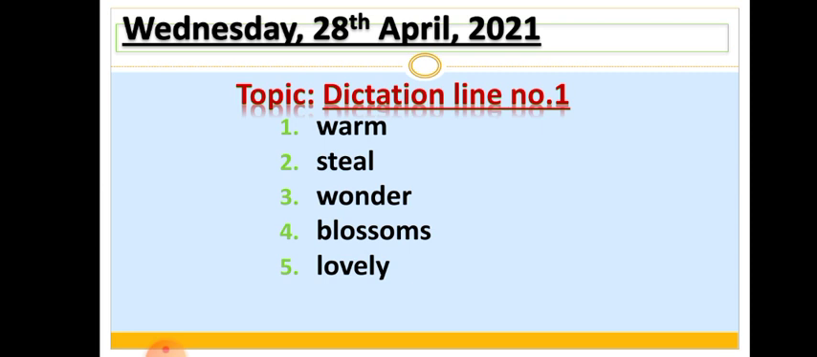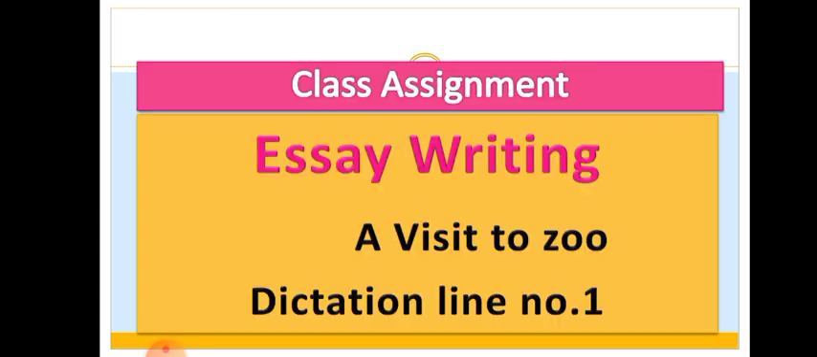You will maintain the page same like this. Wednesday, 28th April 2021. Then you will write topic: dictation line number 1, and you will write these words without cheating and do your work honestly. Okay, students? It is your class assignment: essay writing, a visit to the zoo, and dictation line number 1.